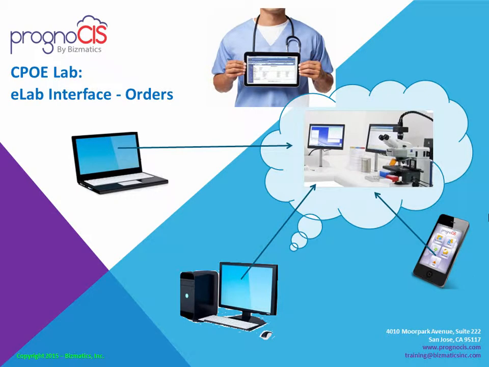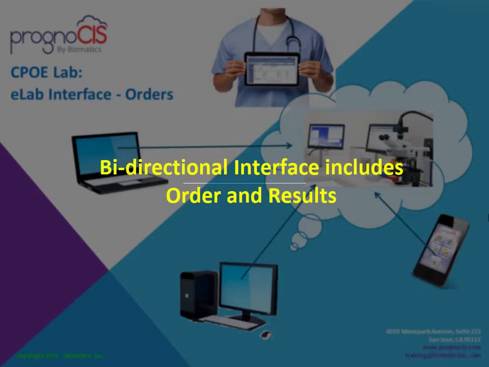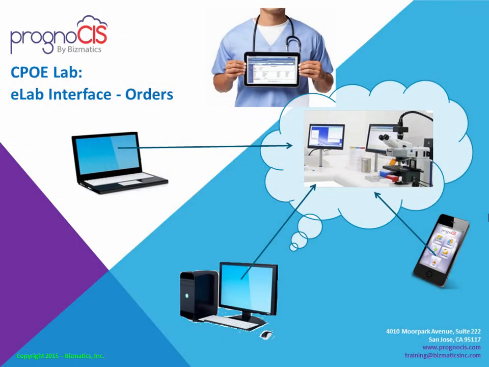CPO eLab, eLab interface orders. Prognosis supports two versions of eLab interfaces. The unidirectional interface is results only. Bidirectional interface consists of the results as well as the orders, and that is the topic of this video. Results are covered in a separate video.